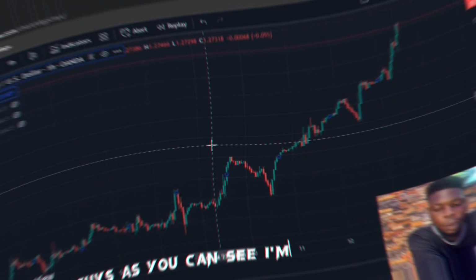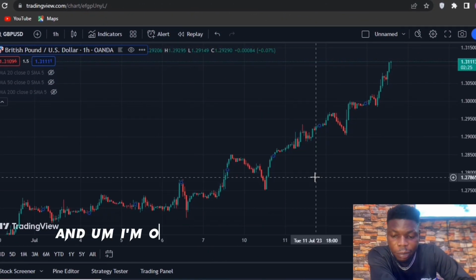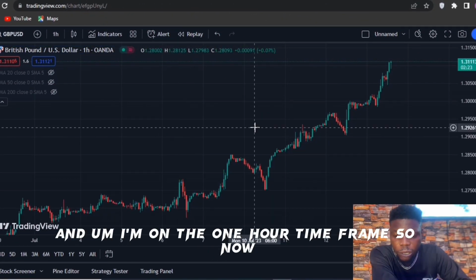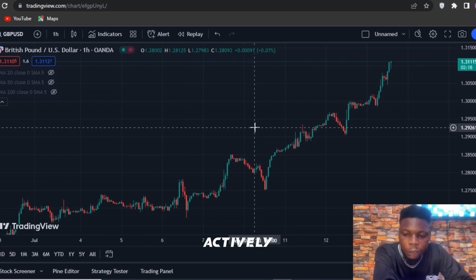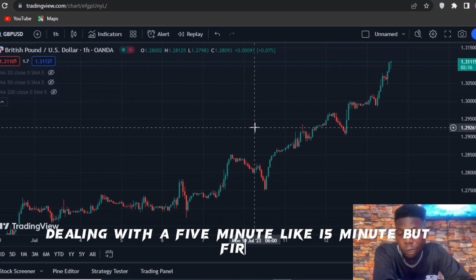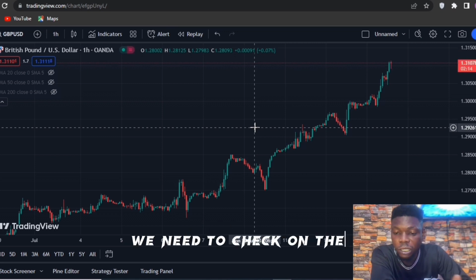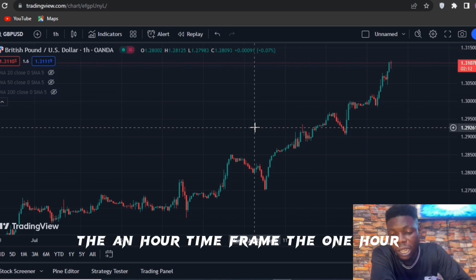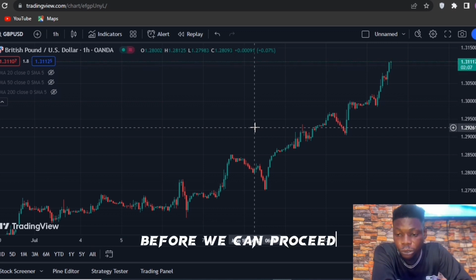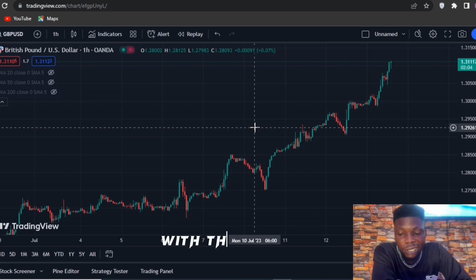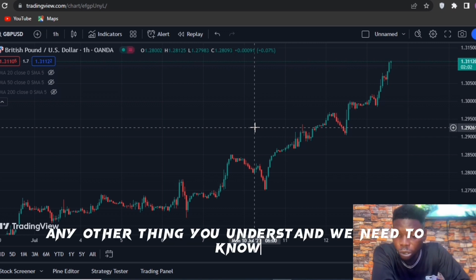Guys, as you can see, I'm on the GBP USD and I'm on the 1 hour time frame. Now this is a scalping strategy, so we will be actively dealing with the 5 minute, like 15 minute, but first we need to check on the 1 hour time frame to know the market trend first before we can proceed with the trade. You understand, we need to know the trends.